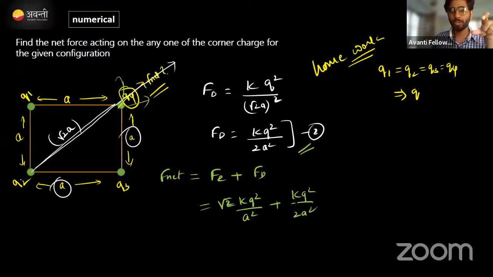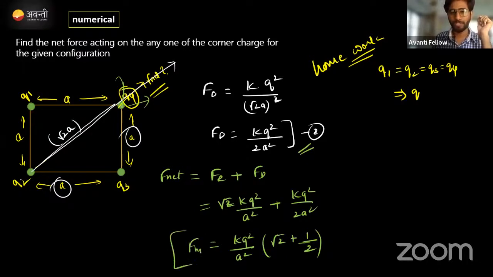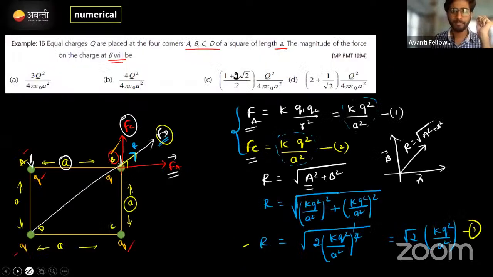Correct now? ये दोनों term में k q square by a square is common. We can take common itself. Then k q square upon a square, if you take common, here it will come root 2 times, इधर root 2 है plus इधर 1 by 2 है. Correct now what I'm saying here? Look at here, this is the answer. Is there any option which is matching here? Check it once. Okay. We'll do one more step.